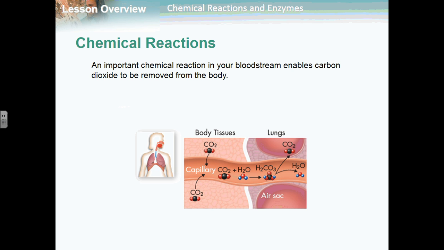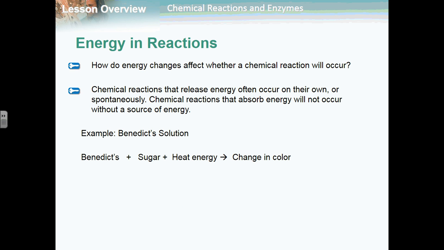So one example of an important chemical reaction has to do with the breakdown of carbon dioxide in your body, where it reacts with water to form carbonic acid. That's how you're able to get rid of the carbon dioxide in your bloodstream.